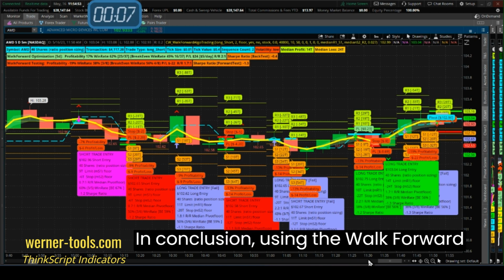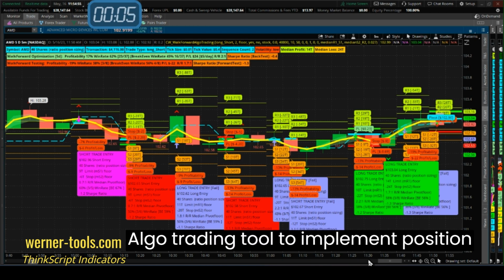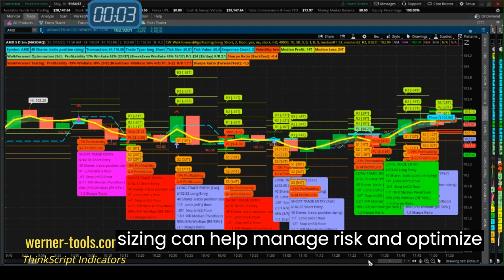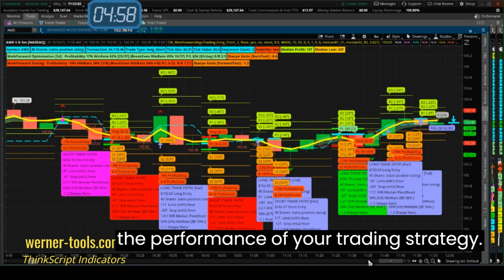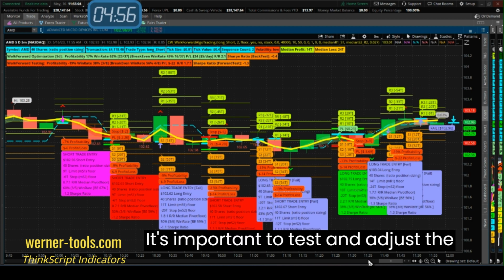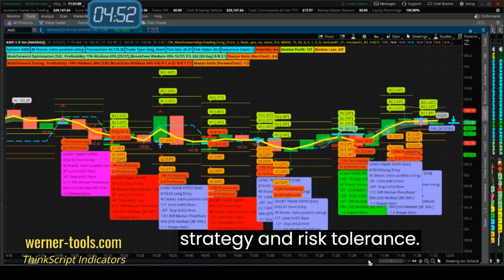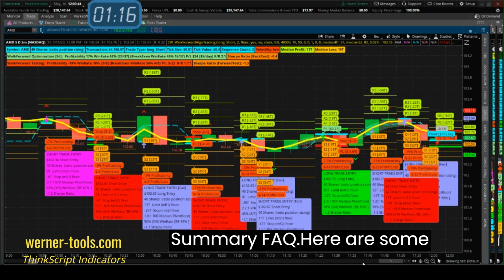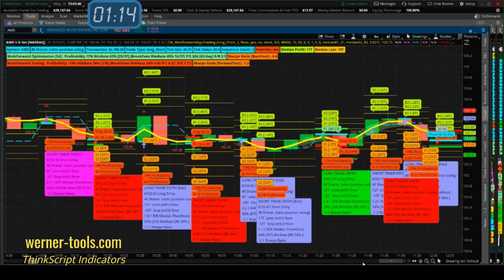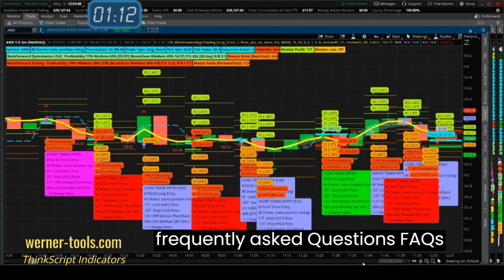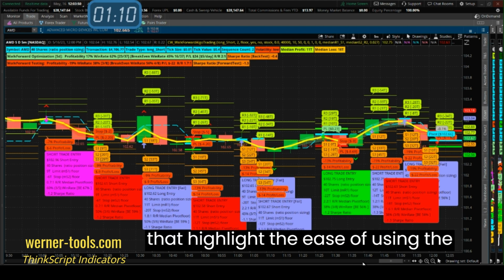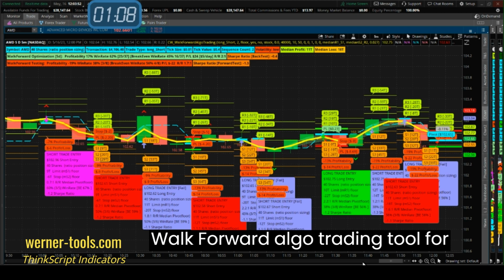In conclusion, using the Walk Forward Algo Trading tool to implement position sizing can help manage risk and optimize the performance of your trading strategy. It's important to test and adjust the parameters to fit your specific trading strategy and risk tolerance. Summary FAQ. Here are some frequently asked questions, FAQs, that highlight the ease of using the Walk Forward Algo Trading tool for position sizing.